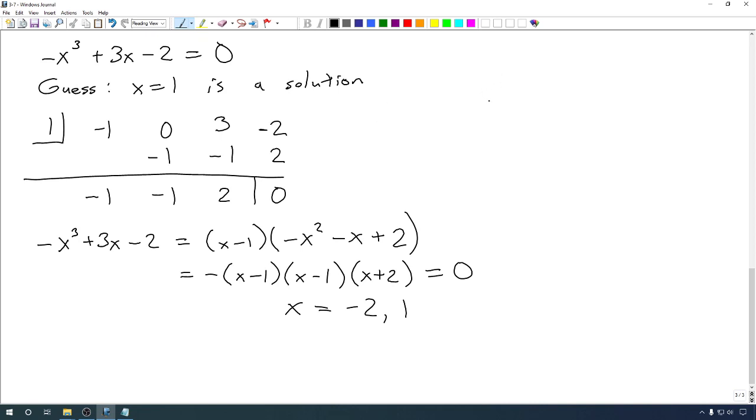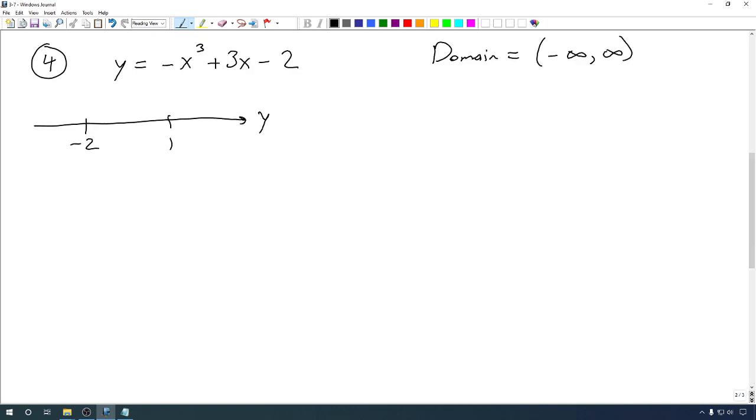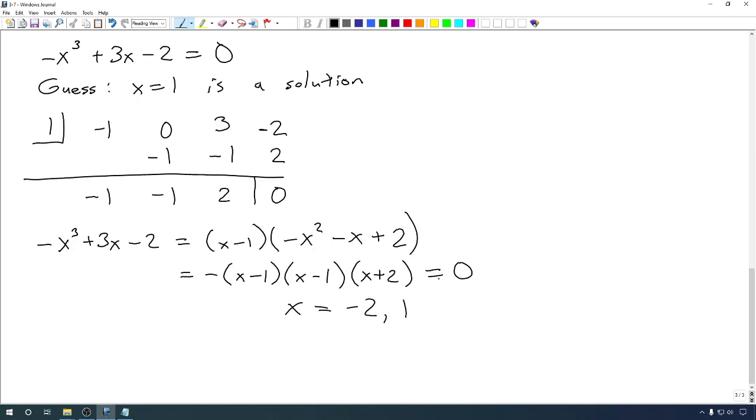But I also need to take test points. So in my intervals from negative infinity to negative 2, from negative 2 to 1, and from 1 to infinity, I'm going to pick numbers in each of these, because my function has to always be positive or always be negative on the interval from negative infinity to negative 2. That's what I know from the fact that these are the only places it hits the x-axis, and my function is continuous. There are no discontinuities in a polynomial.